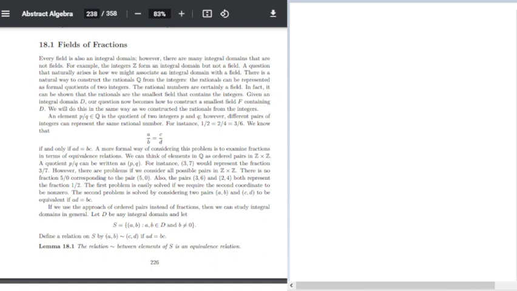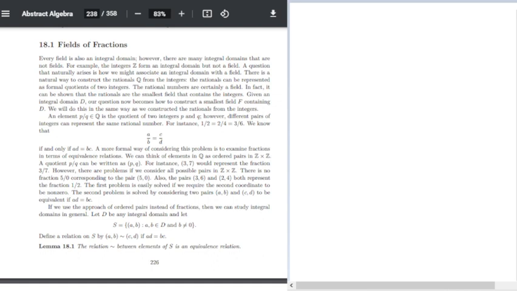An element p over q in Q is the quotient of two integers p and q. However, different pairs of integers can represent the same rational number. For instance, 1/2 equals 2/4 equals 3/6. We know that a over b is equal to c over d if and only if a times d is equal to b times c. A more formal way of considering this problem is to examine fractions in terms of equivalence relations.